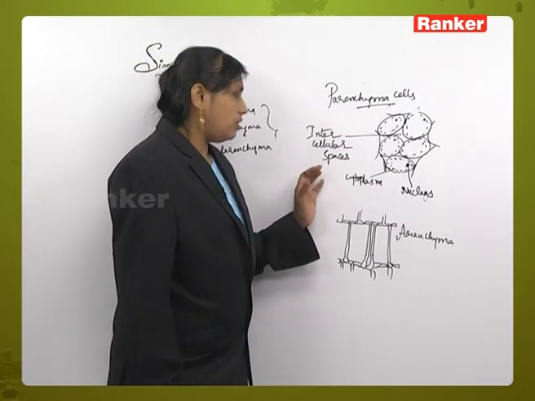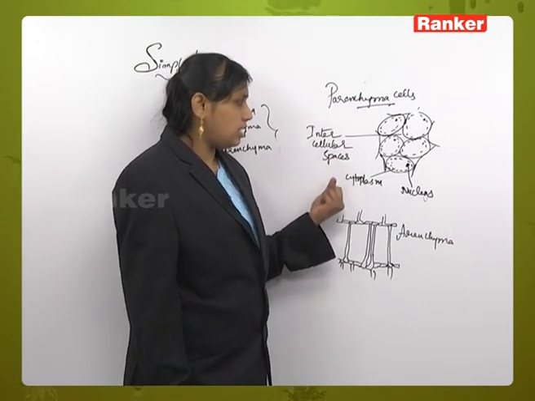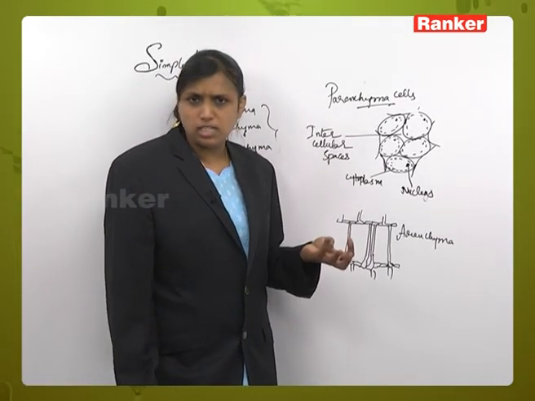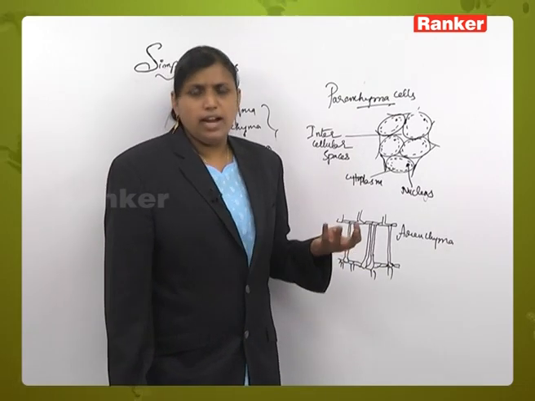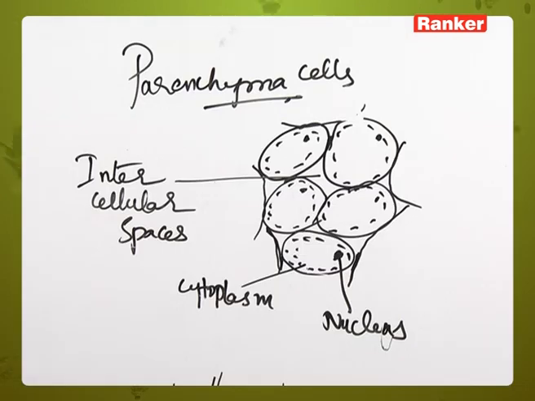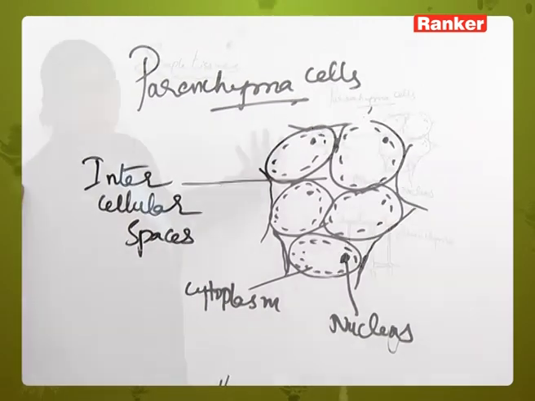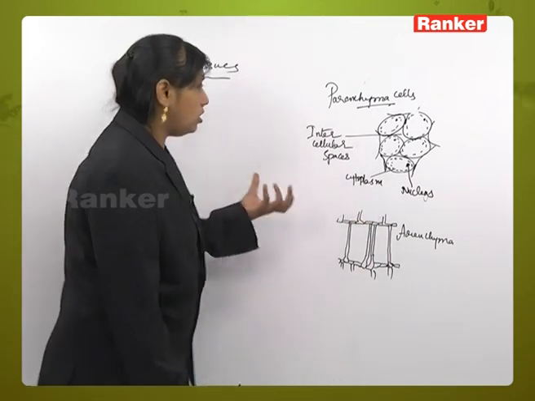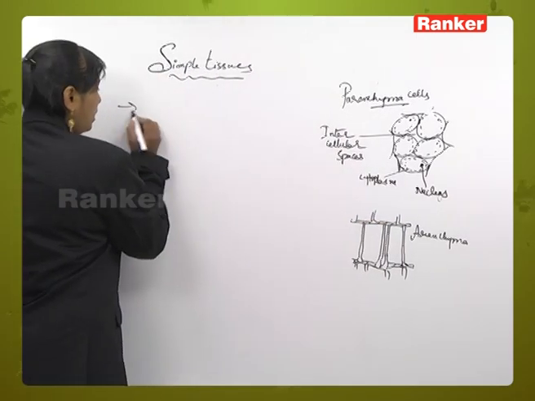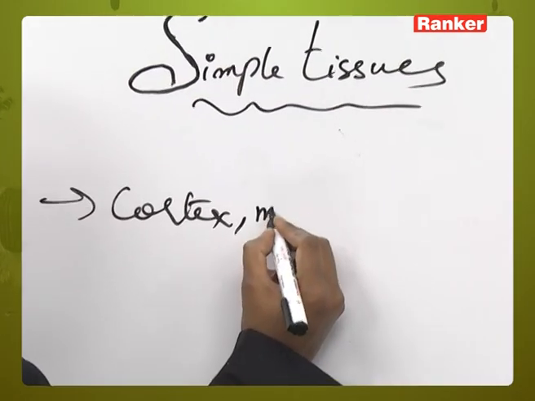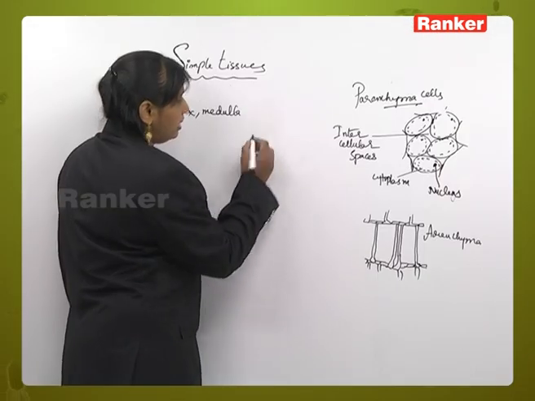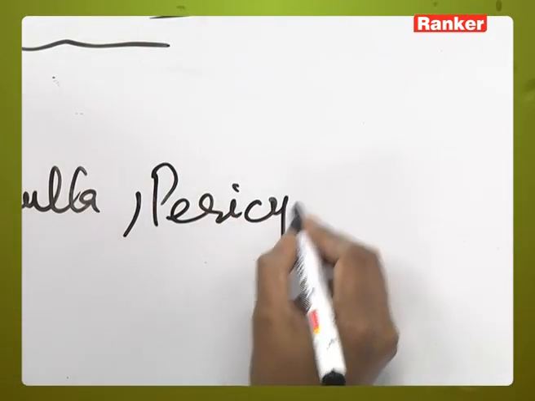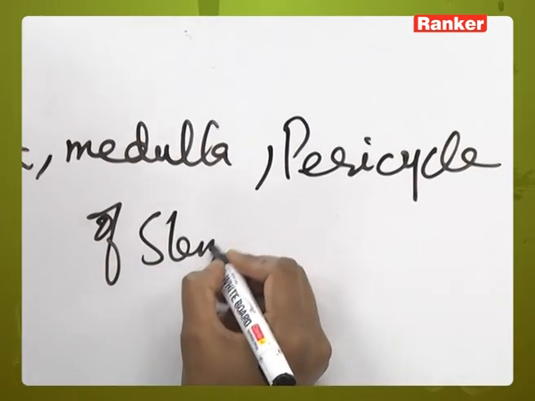Now where does this parenchyma tissue occur? You can see the presence of parenchyma tissues in the cortex, in the pith, in the medulla region. Parenchyma tissue also occurs in the woody parts, like soft tissues, in the xylem and phloem, and in the fleshy parts of the fruit. So on the basis of occurrence, it occurs in the cortex, medulla, and pericycle of stem and roots.